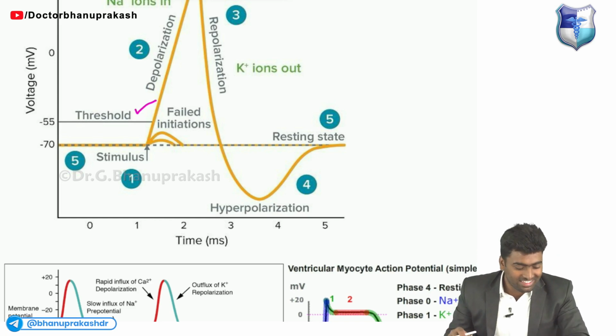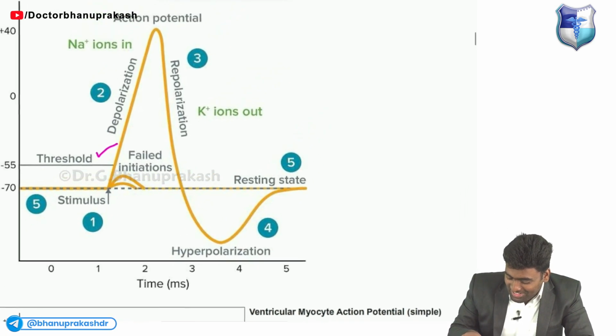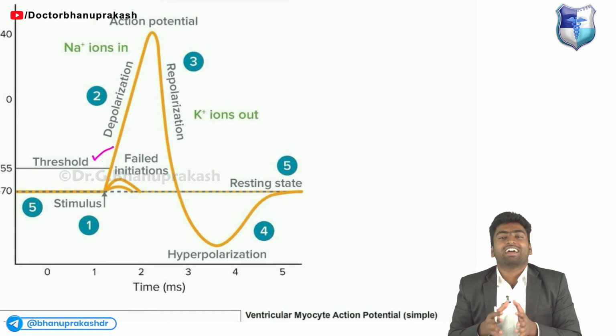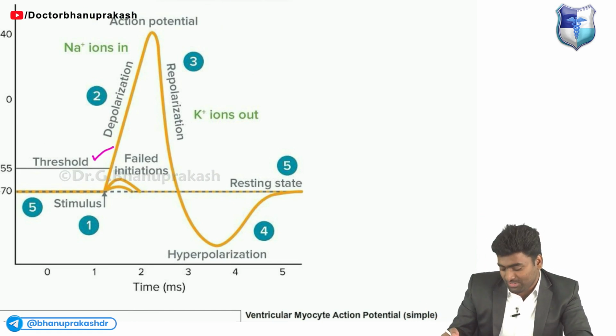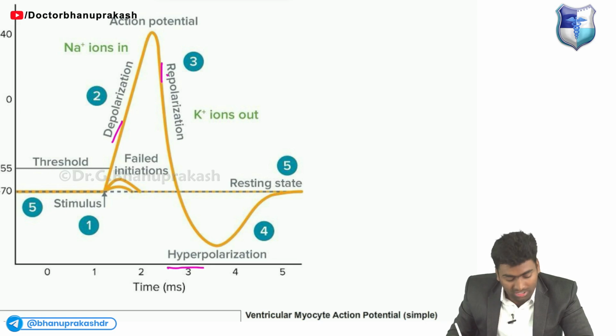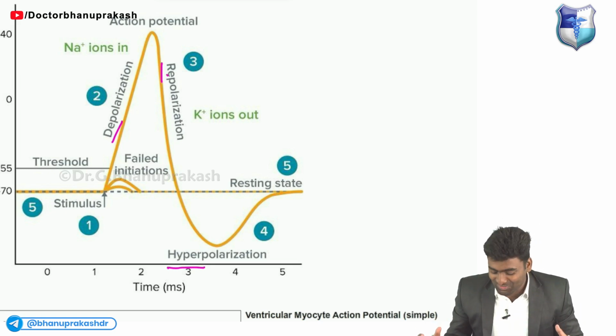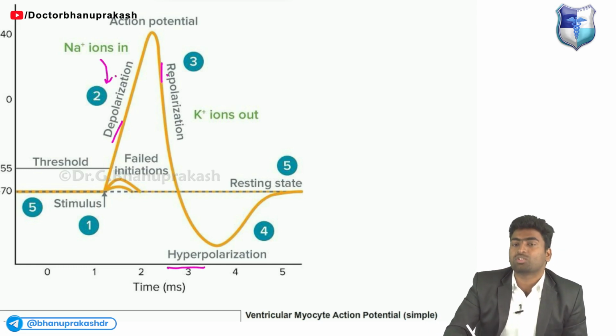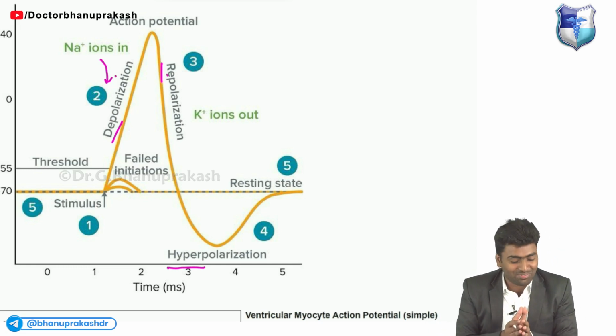About this stimulus, there are a few different phases. Once this stimulus gets executed, there will be depolarization, followed by repolarization, and then hyperpolarization. So what is the universal thing? Depolarization is because of sodium ions, the inward movement of sodium ions.